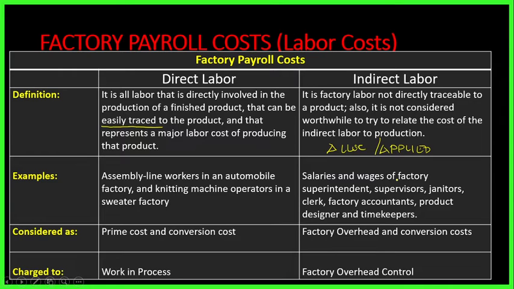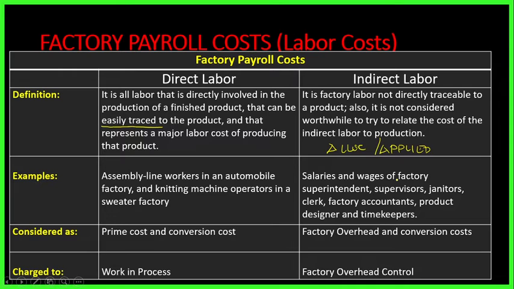For indirect labor, some examples are the salaries and wages of the factory superintendent or supervisors, janitors, clerks, factory accountants, product designers, and timekeepers. Why are they considered as indirect labor? Well, they're not considered a major labor cost. That's one. And aside from that, you can still continue with the production even without the supervisor or janitor, even without the factory accountants or timekeepers.